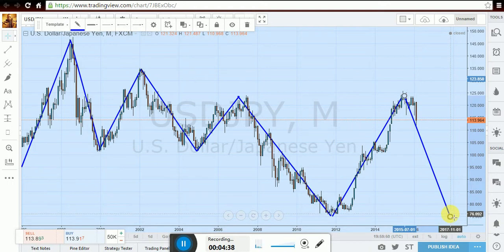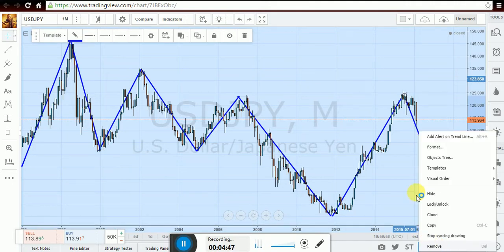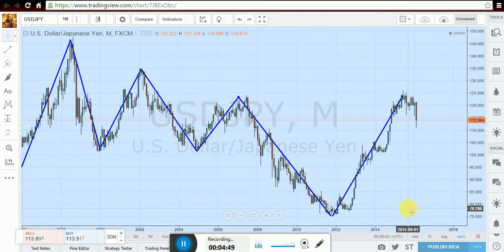And obviously, because I'm looking at this on the monthly chart, you can all agree that it's got a long way to go. So now as a trader, if you're a trader like me, you would be looking for an opportunity to jump on this trend. You would be looking for an opportunity to sell.